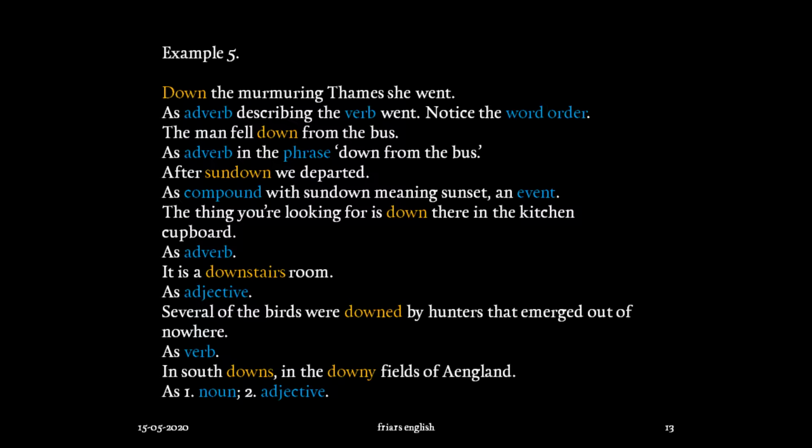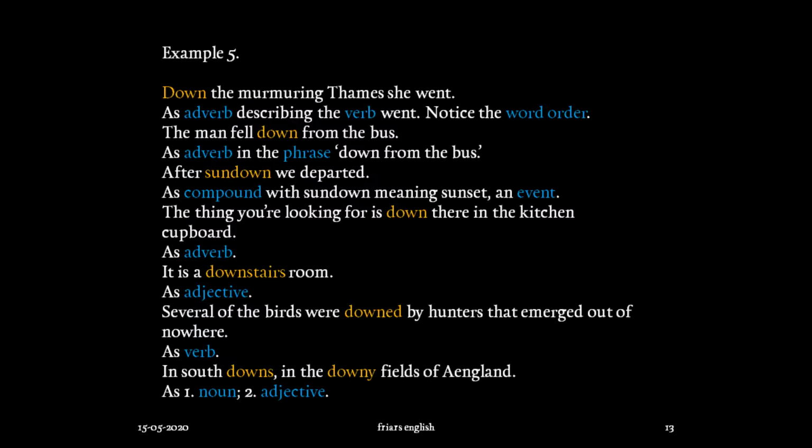Finally, in South Downs, in the downy fields of England, it's a phrase, and it's not a complete sentence. In first use, downs is a noun, and downy is an adjective. Now you see how nouns are formed and how adjectives are formed in English in these usages that we have gone through in this video. We'll touch upon these things in other videos and discuss them in a different video altogether.